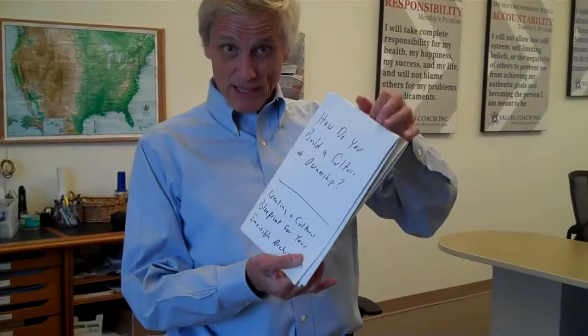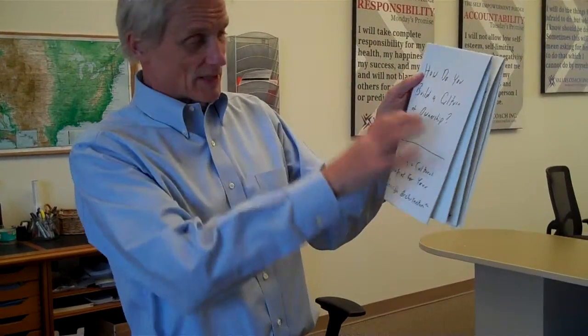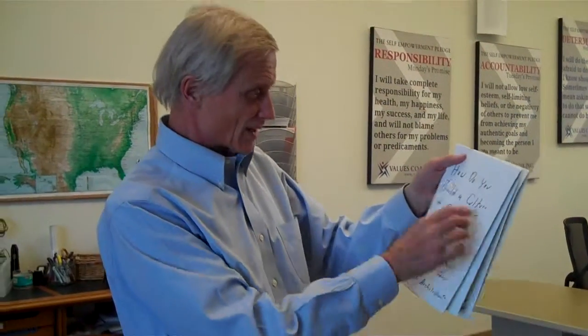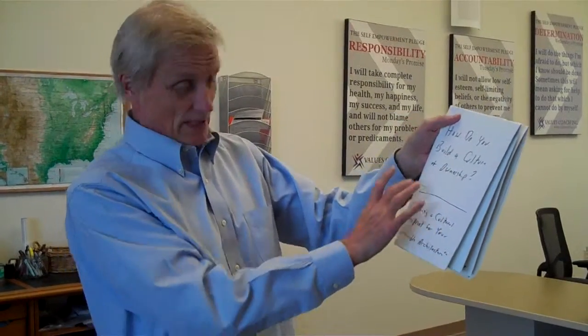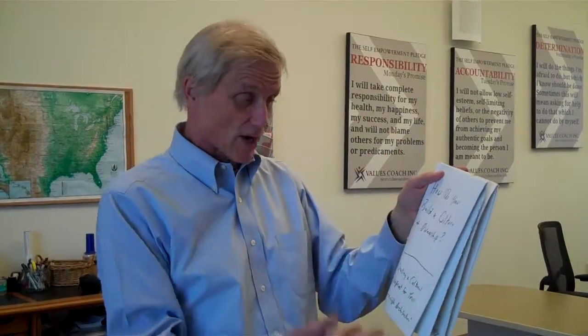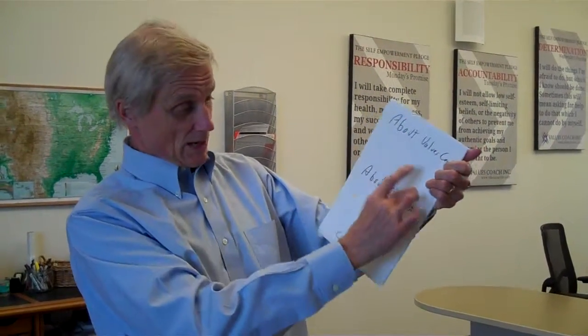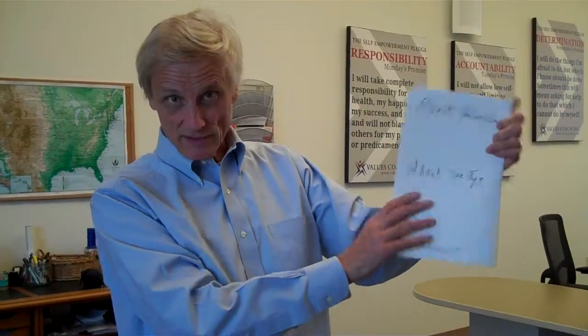Hi, Alan. We thought it would be most helpful just to videotape something and show you what we have in mind. We talked about a four-fold document, and here's what we're thinking. On the front, it would have a really nice graphic, powerful font. How do you build a culture of ownership? And then maybe smaller, creating a cultural blueprint for your invisible architecture. Those are our two key themes, culture of ownership and invisible architecture. And on the back, about Values Coach and about me and our contact information.